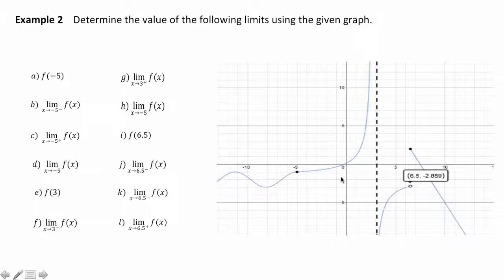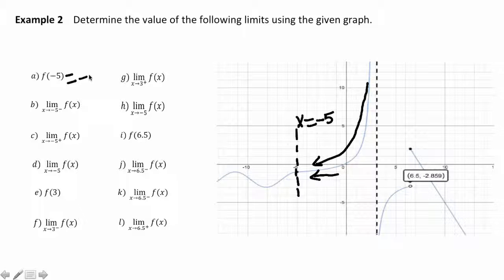Okay, if you want to do it from the right side, then the graph decreases, and it still seems to be approaching that point as we approach the value x equals negative 5. Remember, x equals negative 5 is, you can think of it as a vertical line that you're approaching. This is x equals negative 5, and you're approaching that. And so it still seems to be approaching a y value of negative 1. So we're going to say that that's negative 1. So these are both negative 1, or all three of these are negative 1.